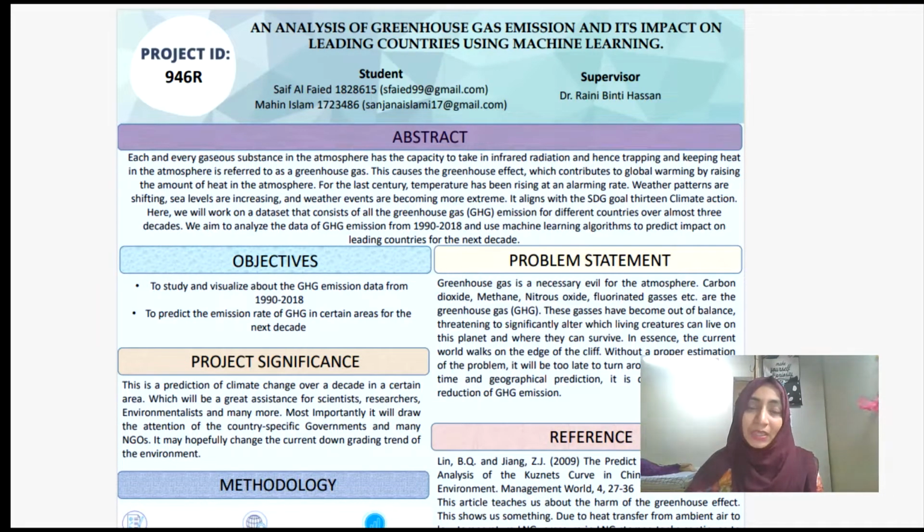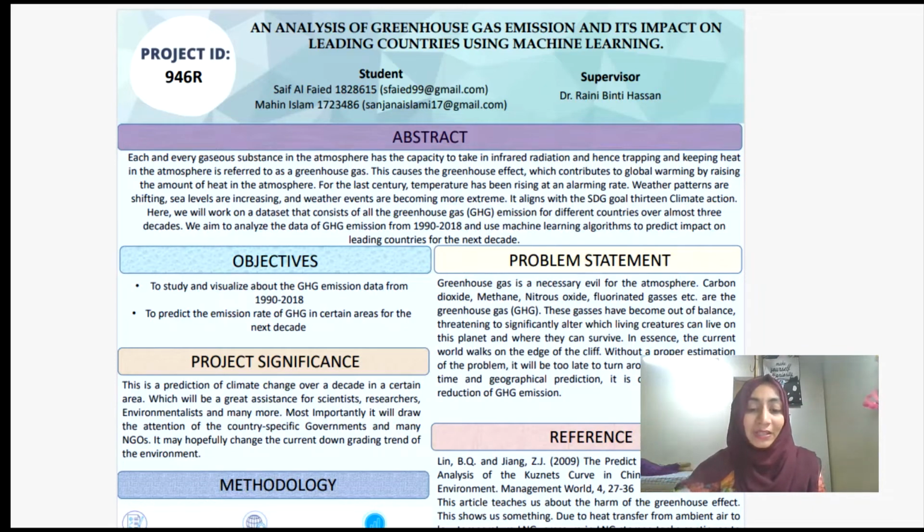Greenhouse gas also contributes to particular air pollution as well as respiratory and lung ailments. Carbon dioxide, methane, fluoride gas, and nitrous oxide are considered to be the main greenhouse gases. Furthermore, in the past few decades, we can see the emission rate of these gases is increasing at an alarming rate, as I said before. Those gases have become out of balance and are threatening to significantly alter which living creatures can live on this planet and where they can survive.